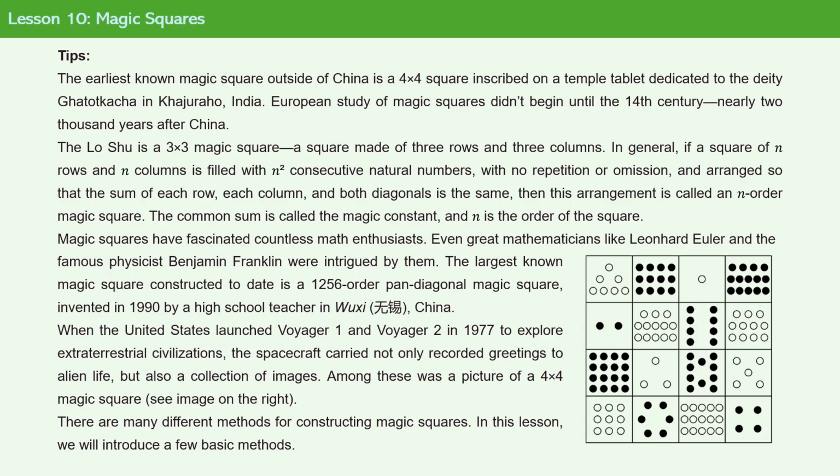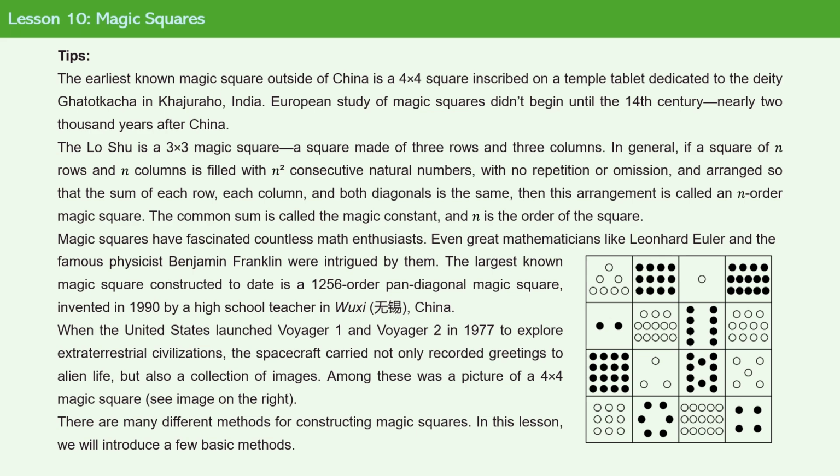In general, if a square of n rows and n columns is filled with n squared consecutive natural numbers, with no repetition or omission, and arranged so that the sum of each row, each column, and both diagonals is the same, then this arrangement is called an n-order magic square. The common sum is called the magic constant, and n is the order of the square.